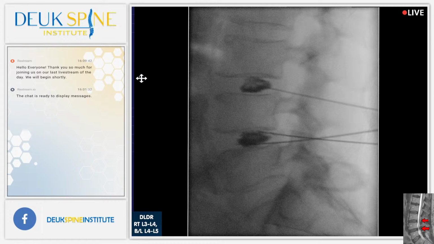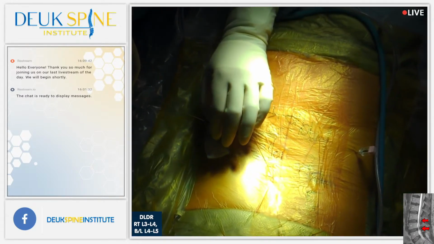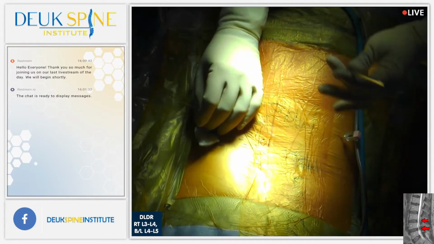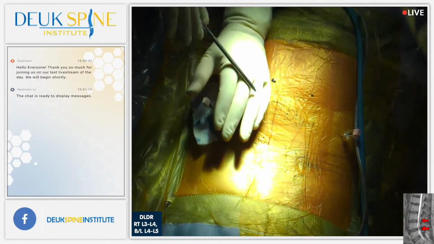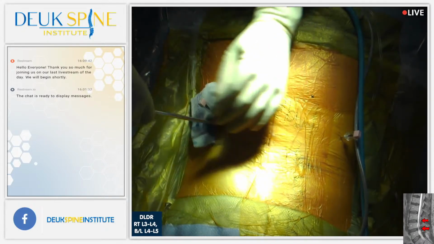So she had 10 out of 10 pain at L3-4 and L4-5, concordant on both, meaning it's her typical pain. All right, at this point we're going to start our DLDR. We'll start at L4-5 on the right. So we know these 2 discs are causing her back pain. They both need to be repaired. I'm going to remove the needle and leave the guide wire. We're going to use this guide wire to guide our dilator down into the disc so we can repair the disc.